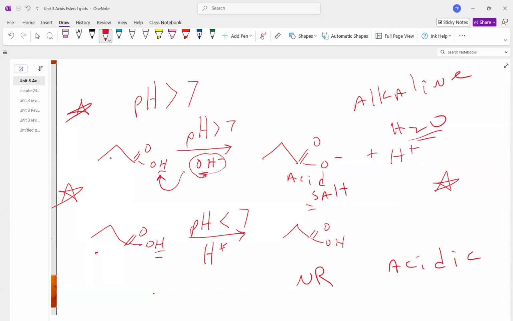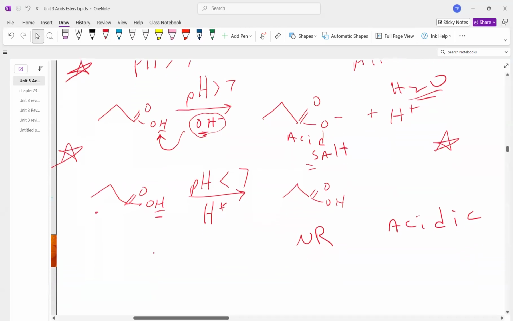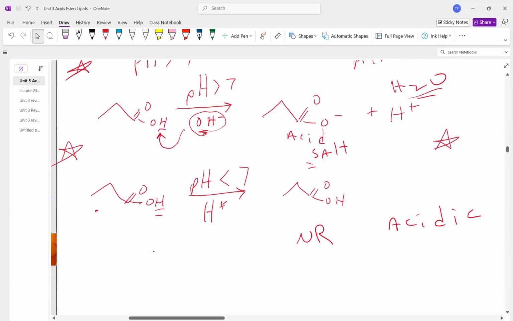Okay, and then it leaves the acid salt, the conjugate base of that acid. If you're in acidic conditions where the pH is less than 7, nothing will happen. NR. Okay, so acids in an acidic solution don't do anything. Acids in an alkaline or basic solution come apart because the base will pull off that H from the acid. So you're left with the salt.